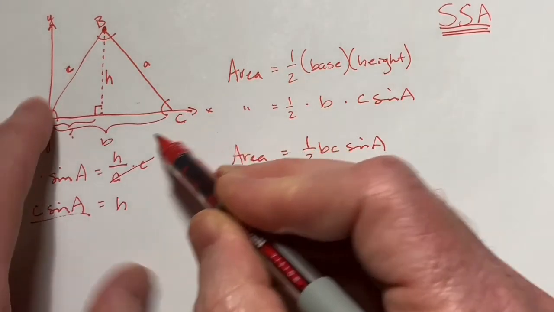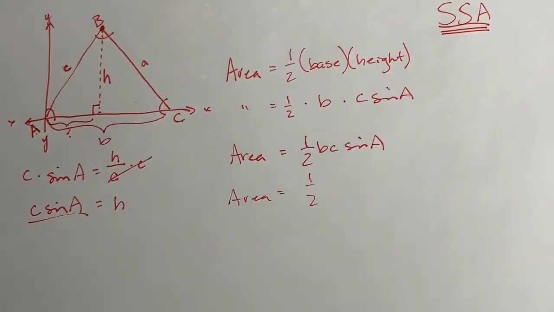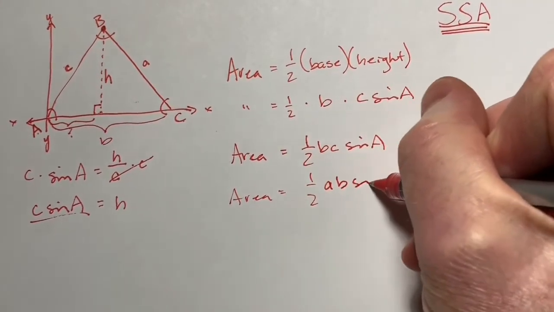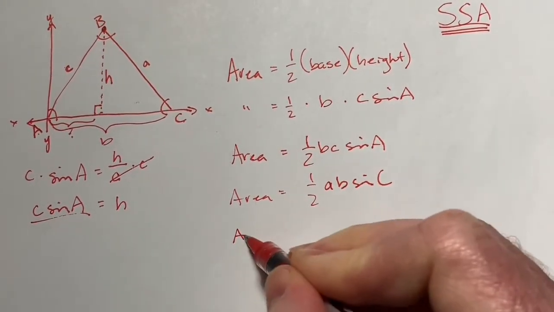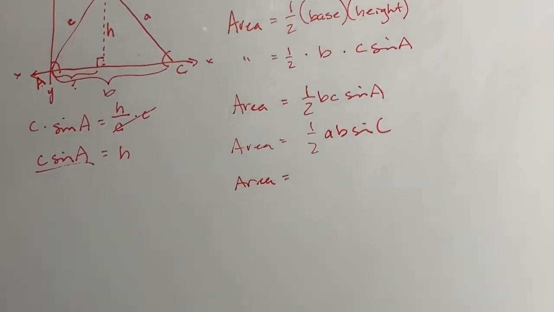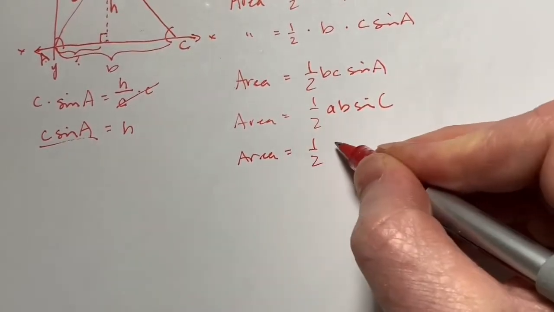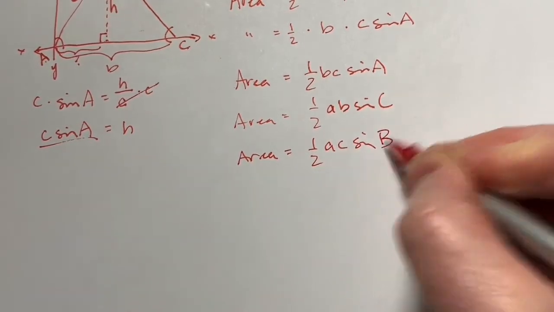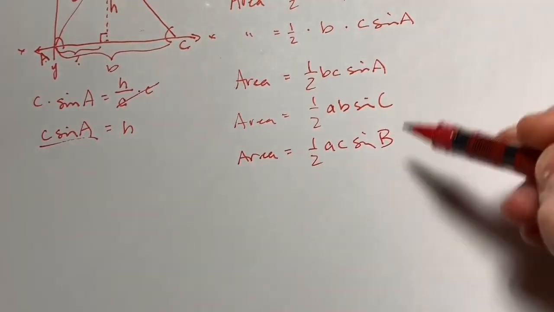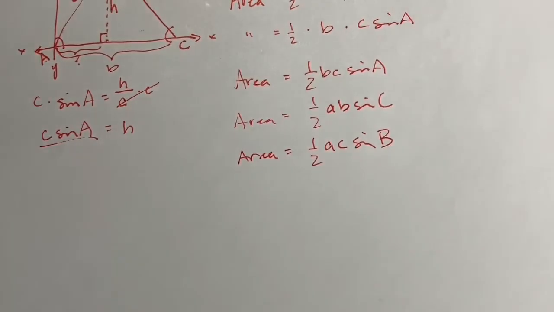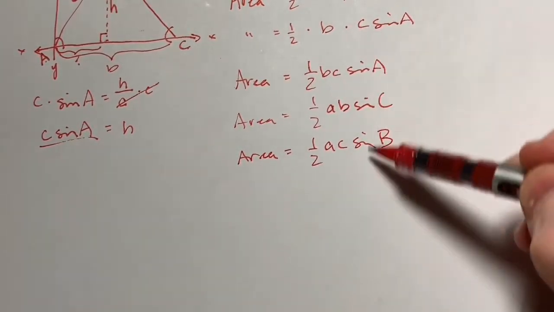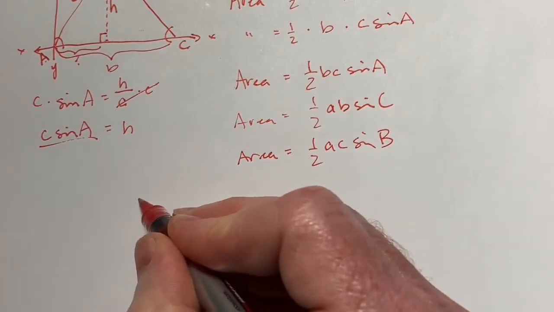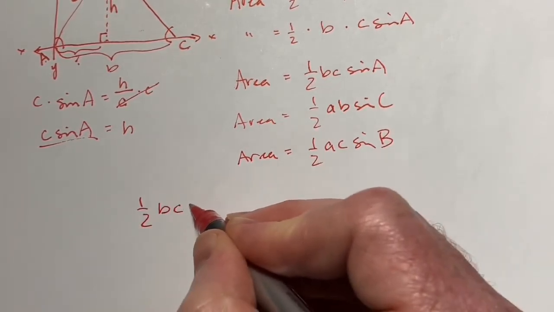If I move the C over, I'll end up with AB sine C. And if I do it again, I move it over, I end up with AC sine B. And I'd end up with these three different areas for the exact same triangle. Well, if they're all the same area, just different ways of finding it, couldn't I set them all equal to each other?